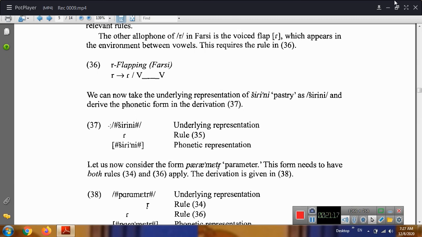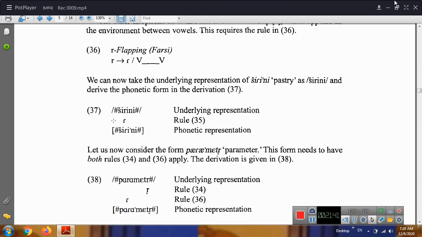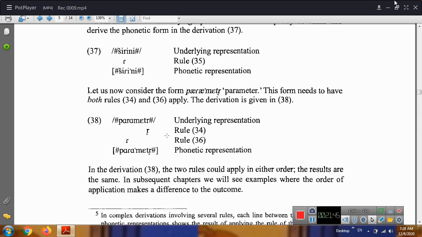Here we have the underlying representation of that word, like shirini, in which at first we have trill re between two vowels, and when this trill re occurs between two vowels, it becomes the flap form of that re by applying this rule, which is the flapping. And we have shirini at the phonetic representation.